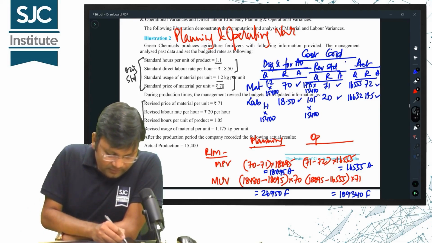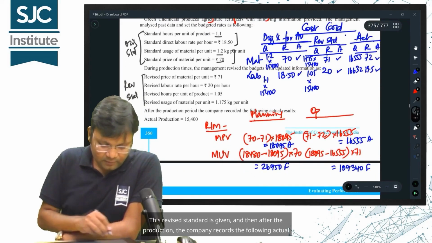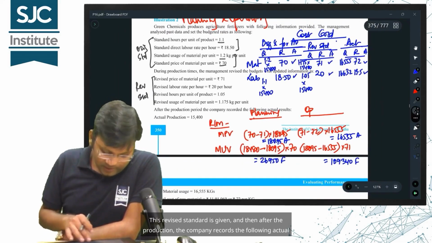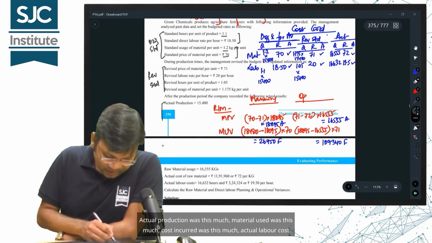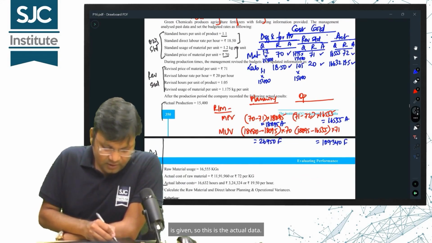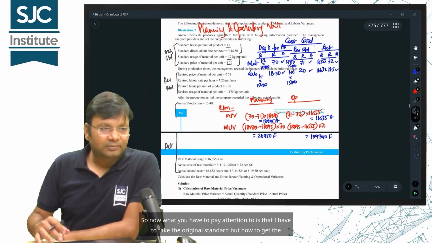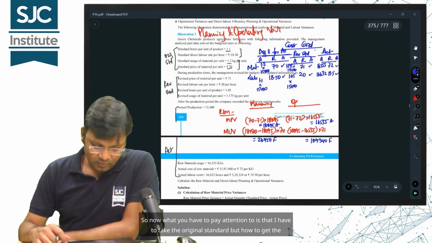Usage of material. This revised standard is given, and then after the production, the company records the following actual results, and here, sir, the actual results are given. Actual production was this much, material used was this much, cost incurred was this much, actual labor cost is given, so this is the actual data. So now what you have to pay attention to is that I have to take the original standard, but how to get the actual output?